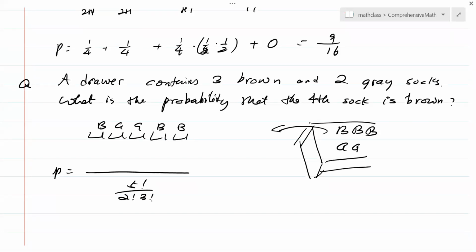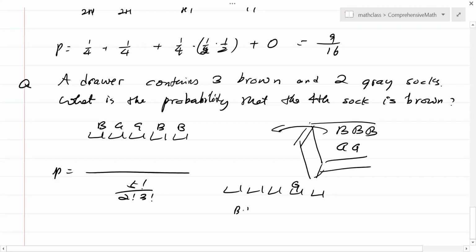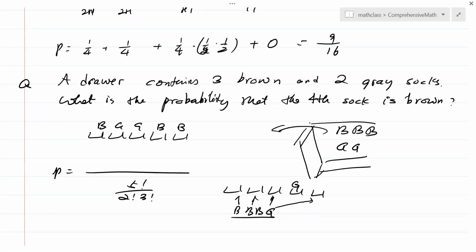But you are only interested in the case when the 4th one is gray. That's a gray, that's fixed. So you now have 3 B's and 1 G you can use to fill those 4 places. And what are the possible outcomes with this restriction on the 4th one?